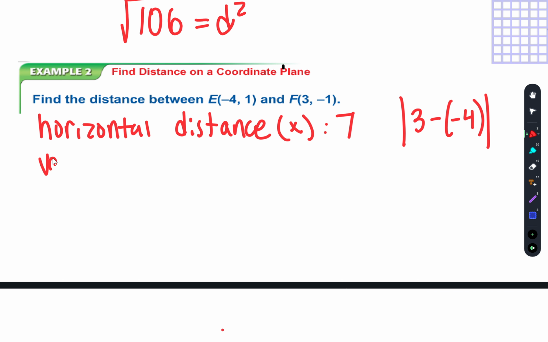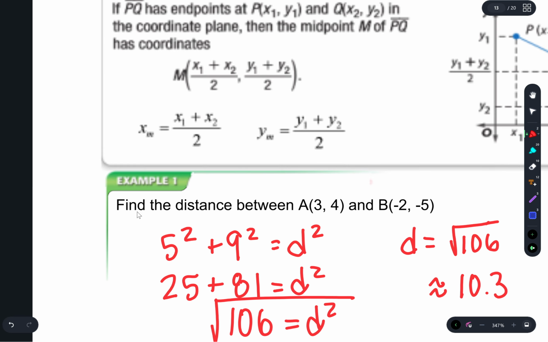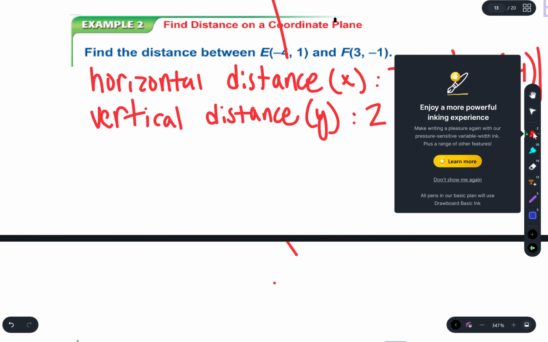Then I do the same thing for vertical distance. I'm thinking about the distance between my y values. The y values here are 1 and -1. What's the distance between 1 and -1? Count them up on a number line. It's 2. So now in my head, in my imaginary triangle that I don't have drawn, I know that the sides of that triangle would be 7 and 2. So I'm going to use those values, 7 and 2. And I'm going to use the Pythagorean theorem.